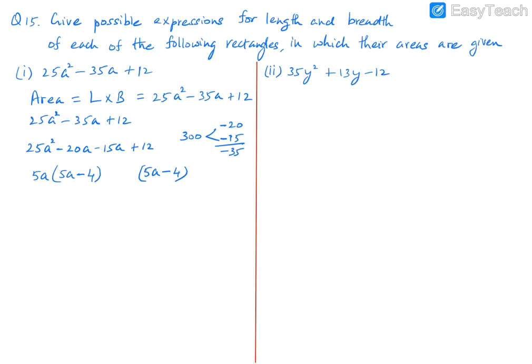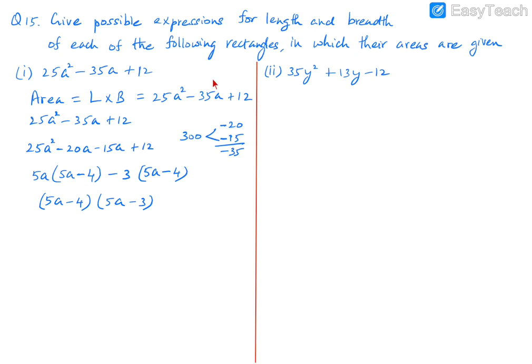So that would be minus 3. So minus 3 into plus 5a will be minus 15a, and minus 3 into minus 4 will give us plus 12. So now we can take the 5a minus 4 as a common factor, and then we have 5a minus 3 as the second term. So the given polynomial is split into its factors, 5a minus 4 and 5a minus 3.